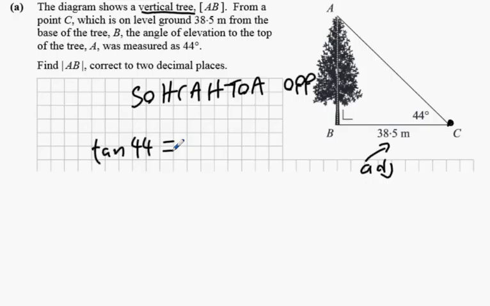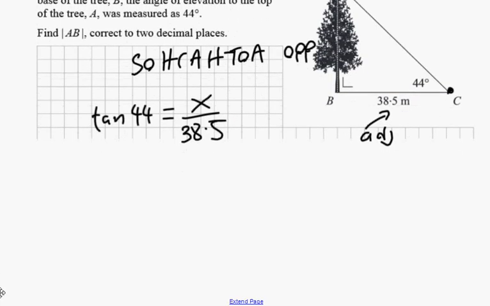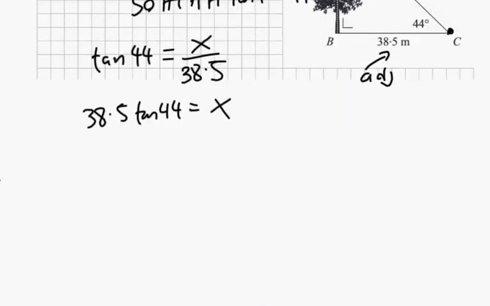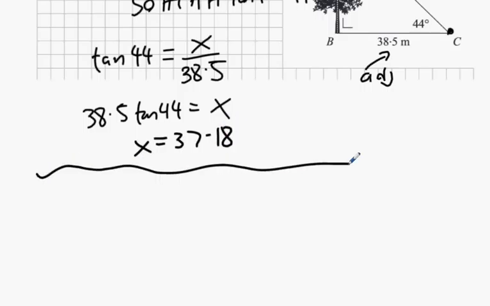So tan 44 equals, think of a letter to represent the opposite. Okay. O looks a lot like 0, so I'm going to use X. Now that that's done there, what do you do with the 38.5? Bring it over in front of the tan. Okay. Anybody know what to do next? Just put in the calculator. 37.18. Everybody happy enough with that?